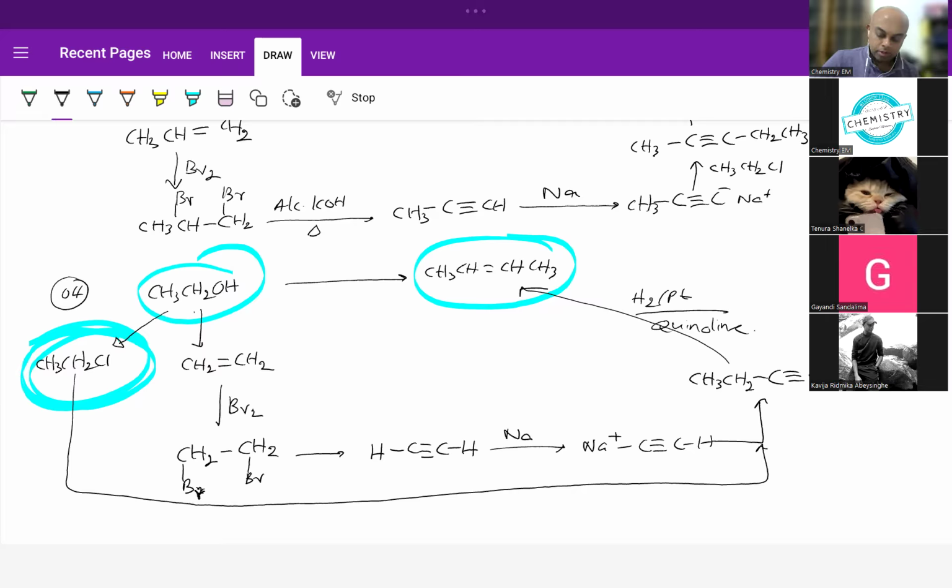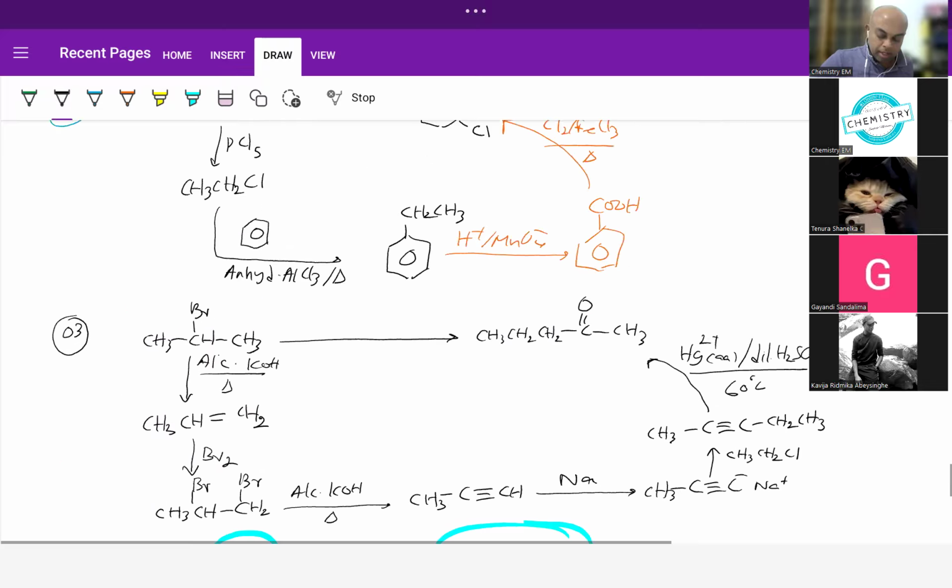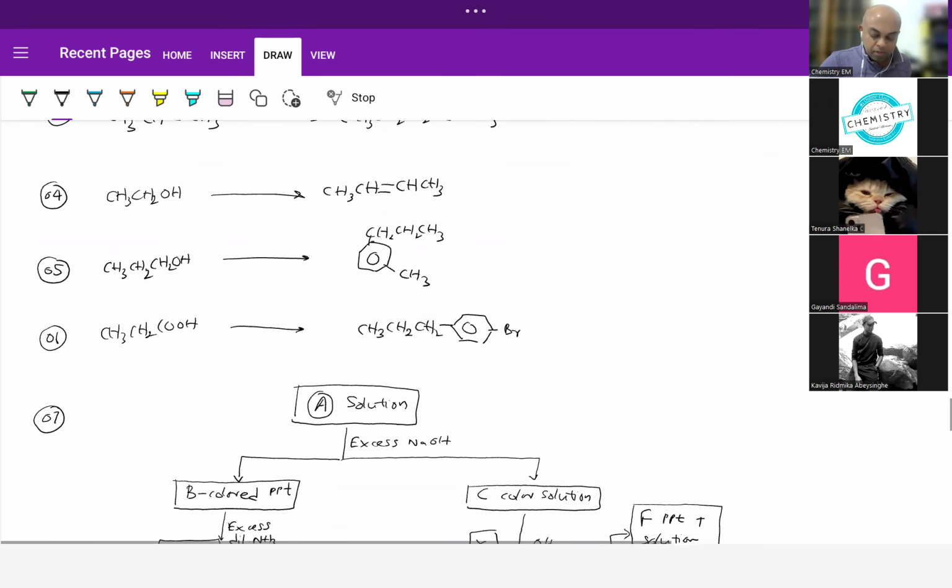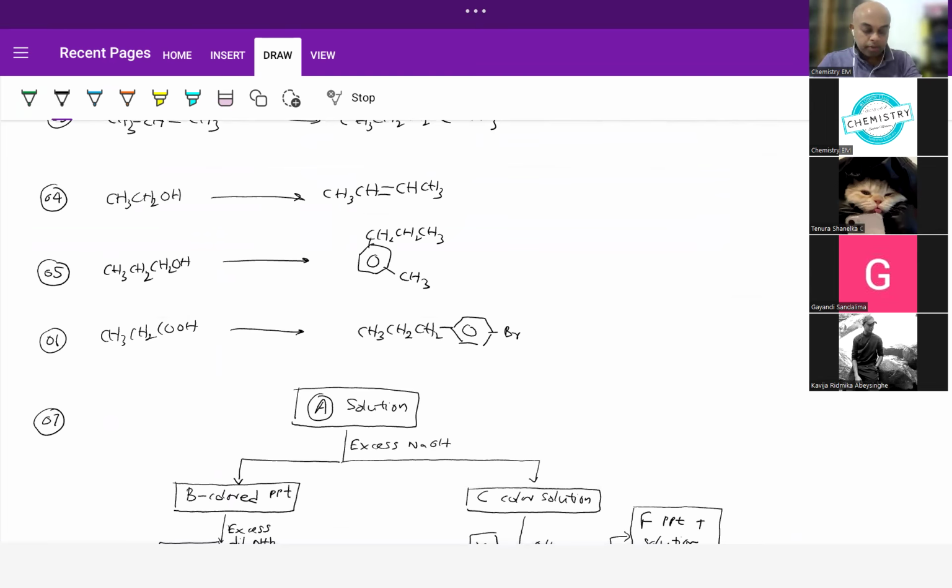So you can use this one. So this is one method. It was mentioned that this conversion can also be done with Grignard, and that is also correct. Okay. I am writing the fifth question, or the fifth conversion. This is something very interesting.